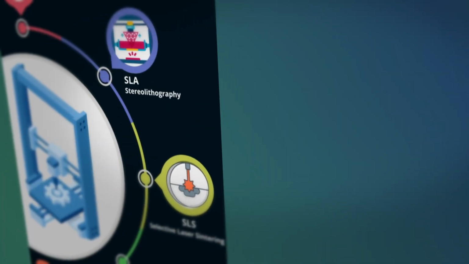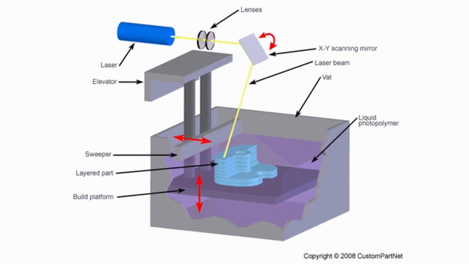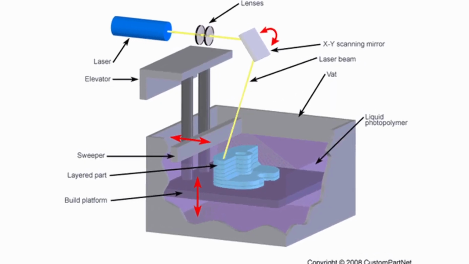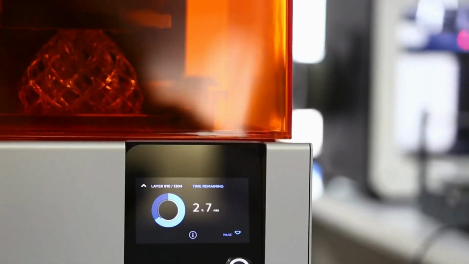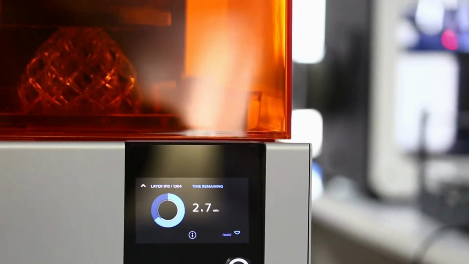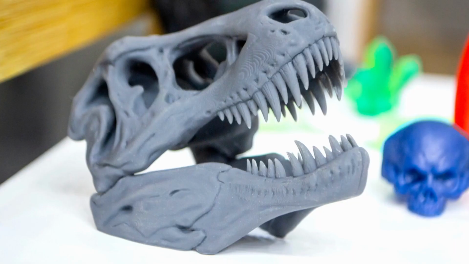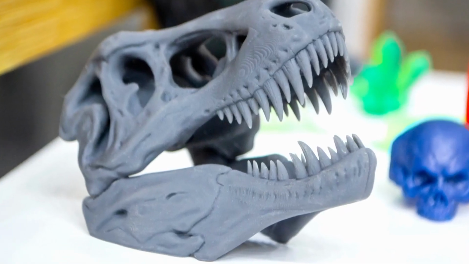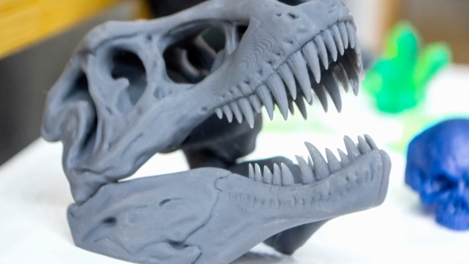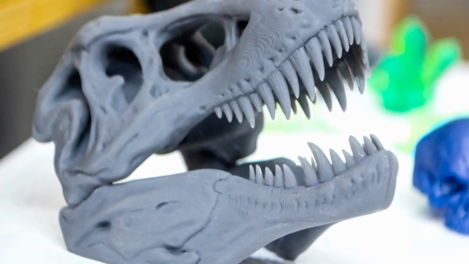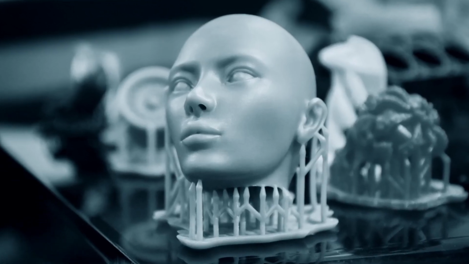Now, the second type is SLA, also known as stereolithography. SLA uses a liquid resin that solidifies when exposed to UV light. A laser or projector hardens the resin layer by layer, making it excellent for detail and high-resolution prints. SLA parts have high resolution and accuracy, clear details, and the smoothest surface finish of all the plastic 3D printing technologies. But the main benefit of SLA lies in its versatility.